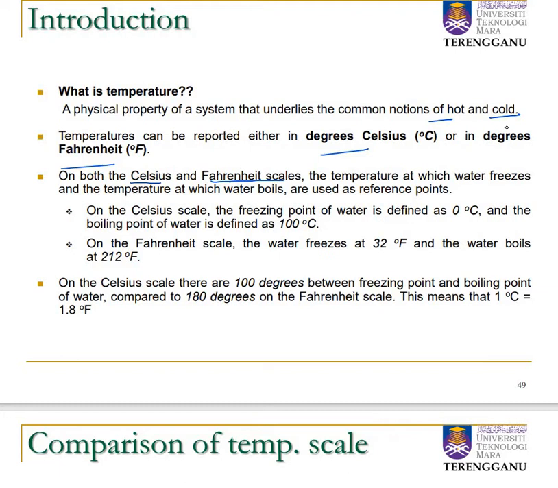So as we know, for Celsius, the freezing point is 0 degree Celsius. Boiling point is 100 degree Celsius. Meanwhile, for the Fahrenheit scale, water freezes at 32 degree Fahrenheit. Water boils at 212 degree Fahrenheit. So on the Celsius scale, between the freezing point and boiling point of water, we get a value of 100 degrees, right? Compared to the Fahrenheit scale, it obtains a slightly higher value, which is 180. So that means the ratio for these two, Celsius and Fahrenheit, is 1 to 1.8.